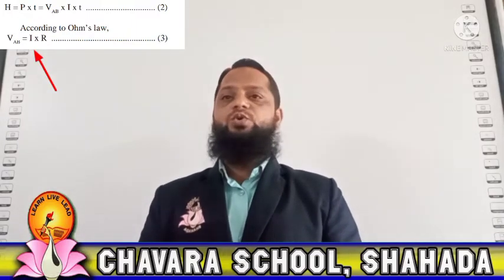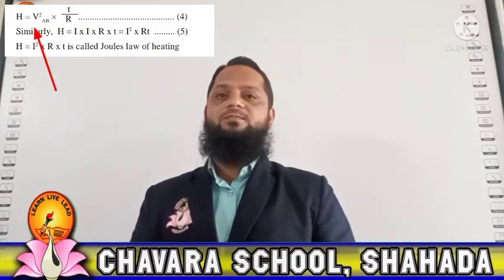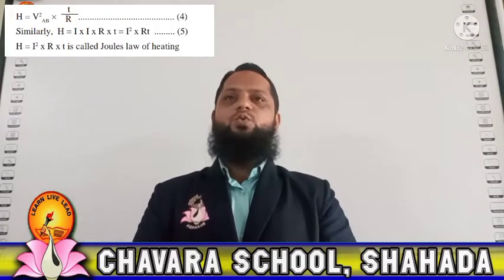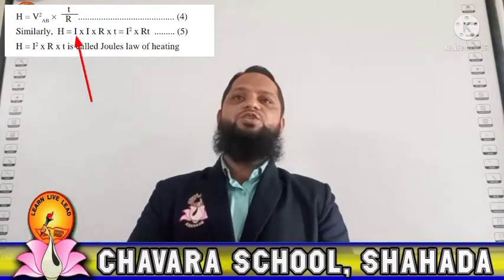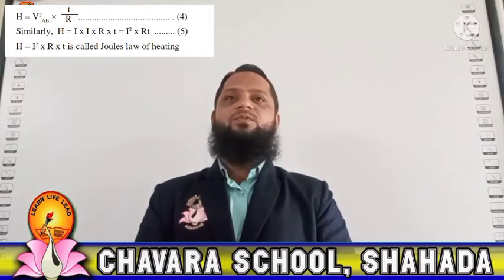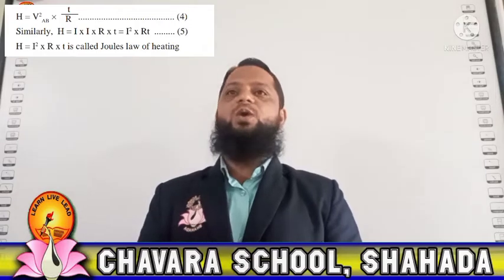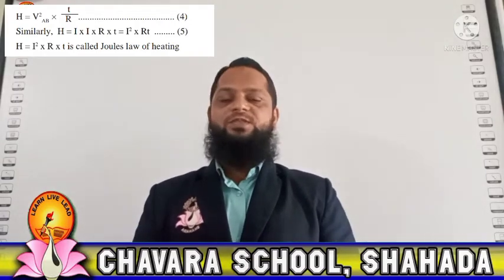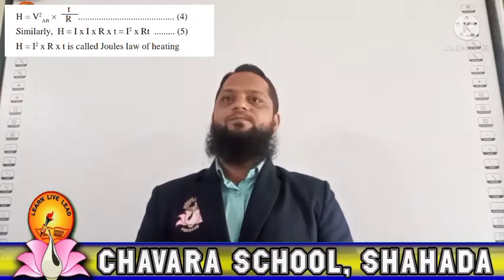H is equal to V square AB into t upon R. Similarly, H is equal to I into R into t. I into I means I square, into R t. So H is equal to I square into R into t. This is nothing but Joule's law of heating.